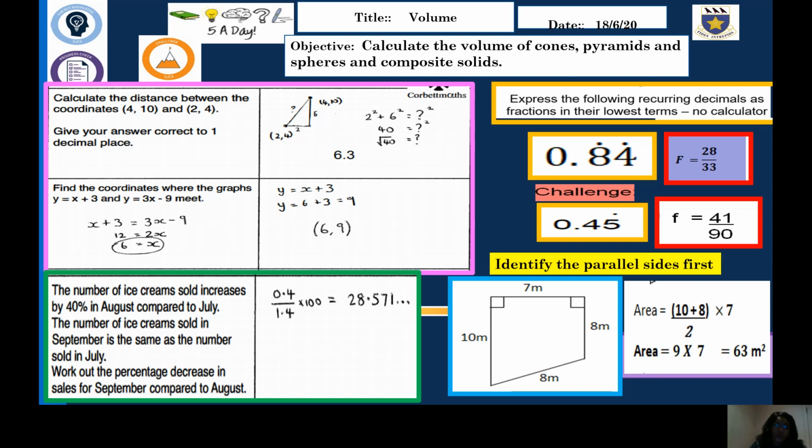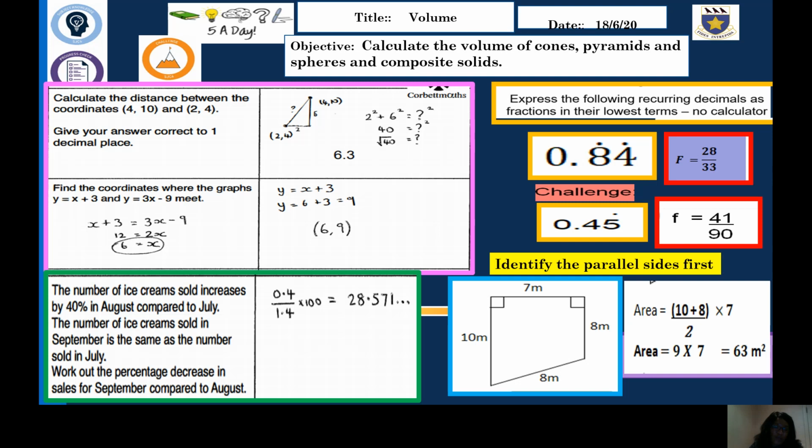The second question says the graphs have a point of intersection, which means at that point, the two graphs are the same. So you equate them together and you work out for x on the x-axis. Then you can substitute into any one of the equations, either y equals x plus 3 or y equals 3x minus 9. You work it out and you find out that y is 9. So the coordinate that we are looking for is (6, 9).